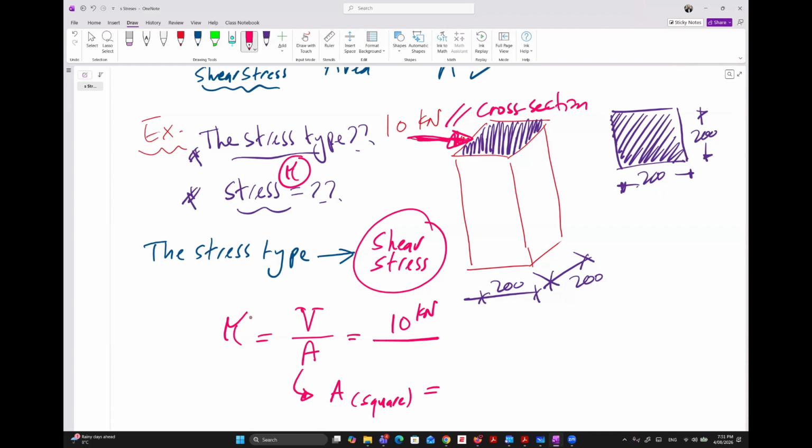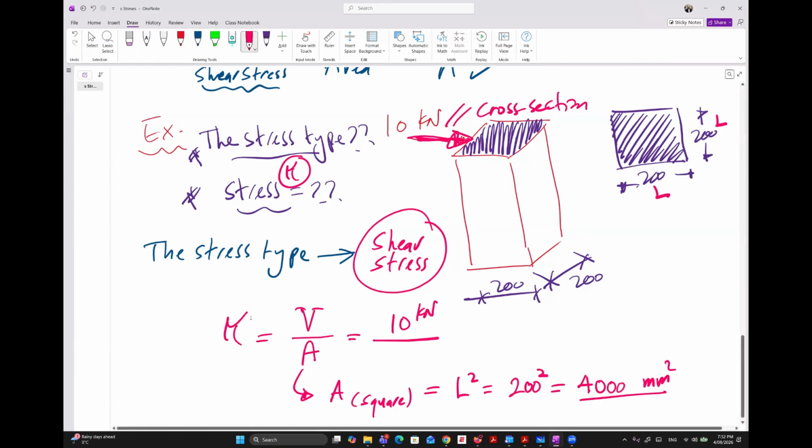Good. The product of the two dimensions. So L times L or L squared. So what is L? 200 squared, which is 40,000 millimeter squared. Is that correct? Are you okay with that?